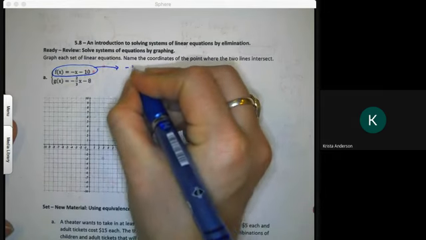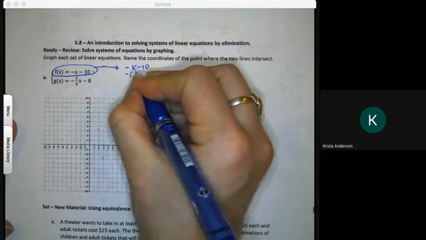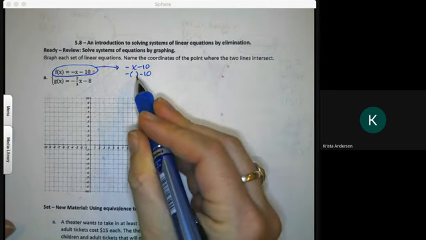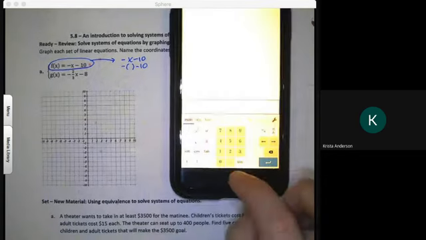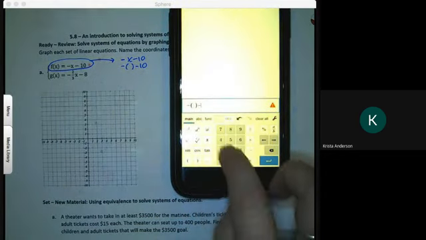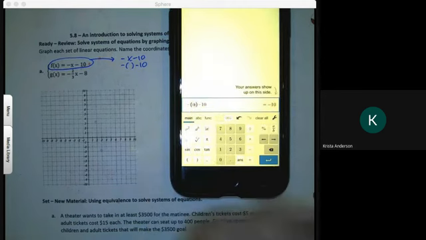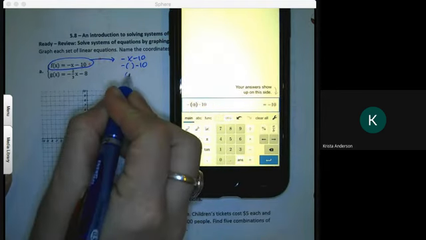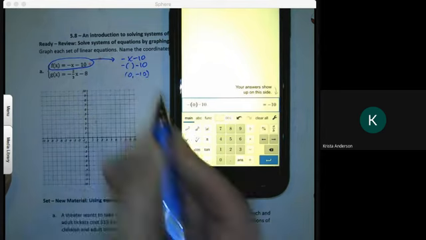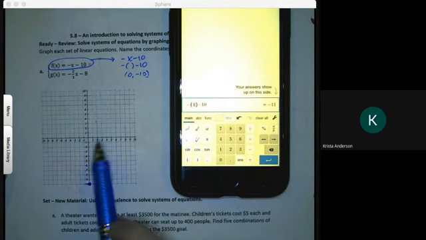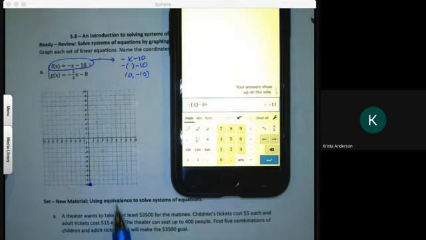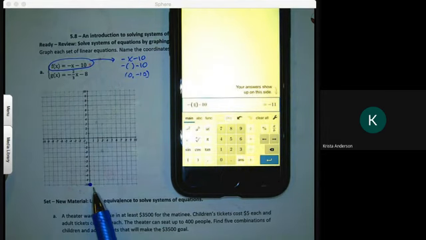I have negative x minus 10, which means I'm going to plug in values into the parentheses. If you want to, you can use Desmos or a handheld calculator. You would type negative, plug a number in, minus 10. I'm going to plug a 0 in. 0 is at negative 10, which fits on my graph right here. If I plug a 1 in, 1 down 11 will not fit on my graph.